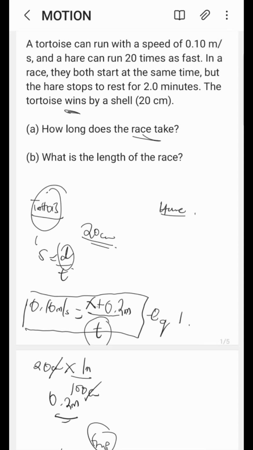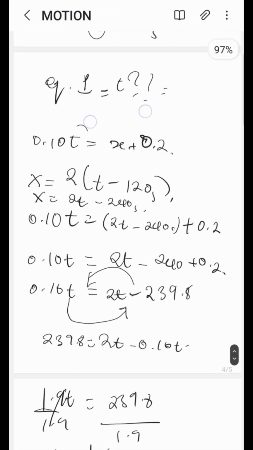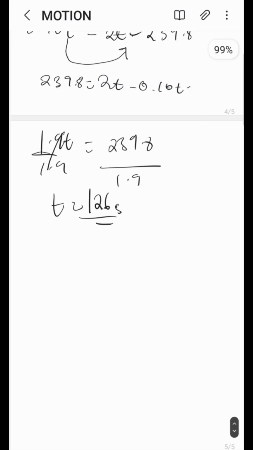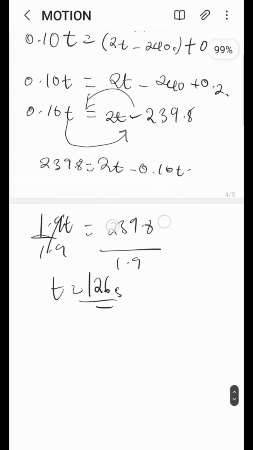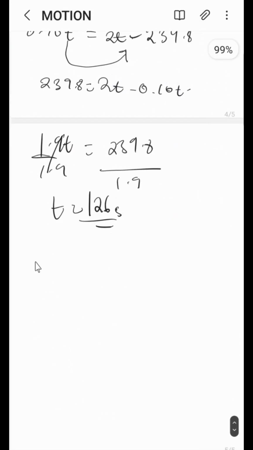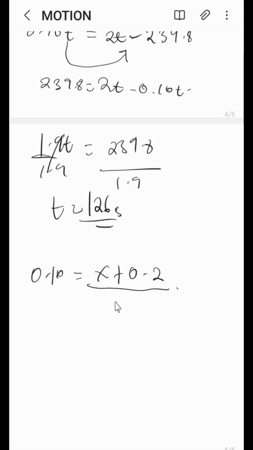What is the length of the race? Again, the tortoise is the creature that reached the end of the race. So we are going to get back to the equation for the tortoise, which is 0.1 is equal to x plus 0.2 over time, right? Now this on top, this whole thing is the distance for the tortoise, the path traveled for the tortoise.